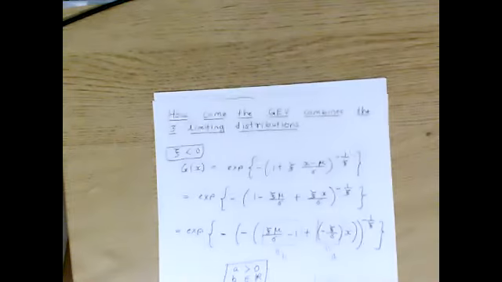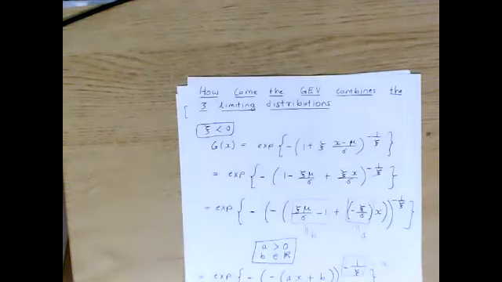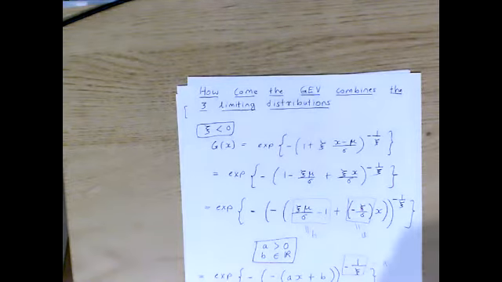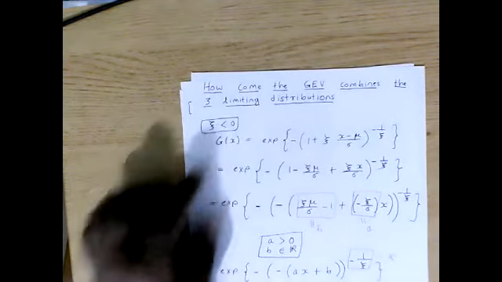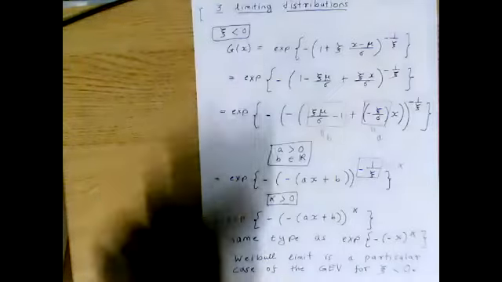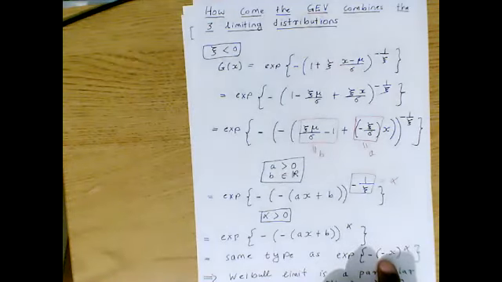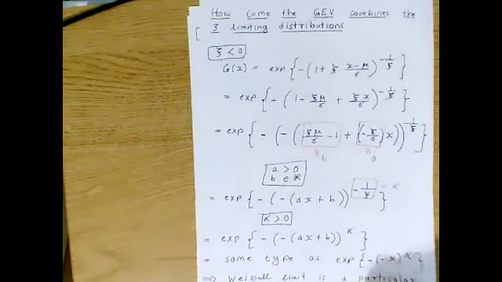And then the question is how come the GEV combines the three limiting distributions into one? And the answer is here. When psi is negative, it can be shown following these steps that this is of the same type as this one, which is the Weibull limit, you may recall, right, from EVT.